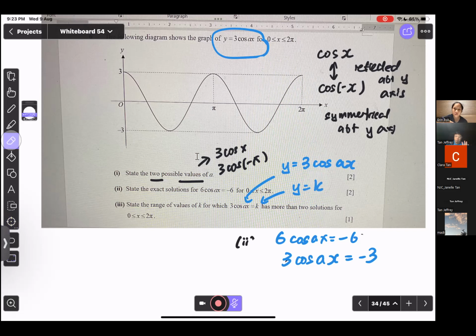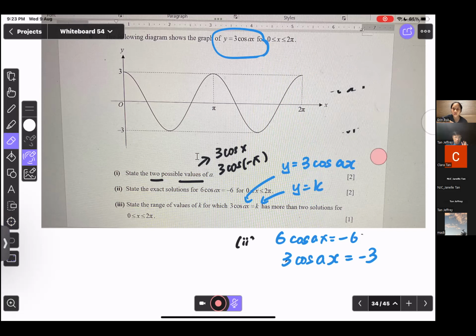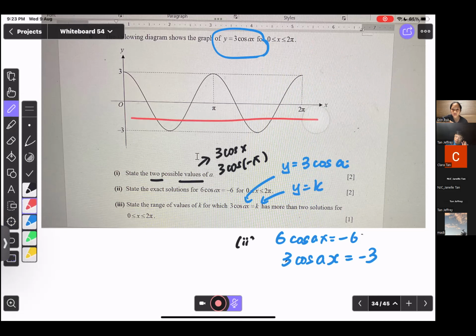So Erin, imagine that I draw a line which is y equals k that goes like this. And then there's a second curve. The second curve is this one.